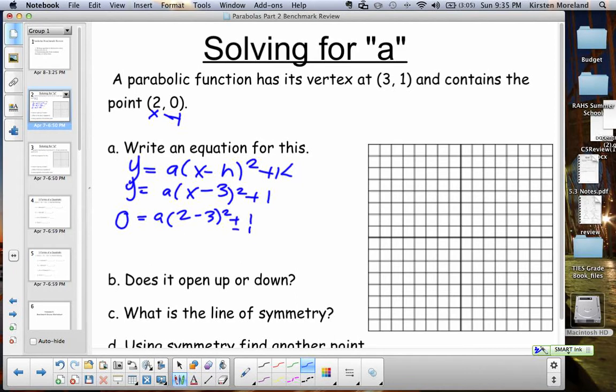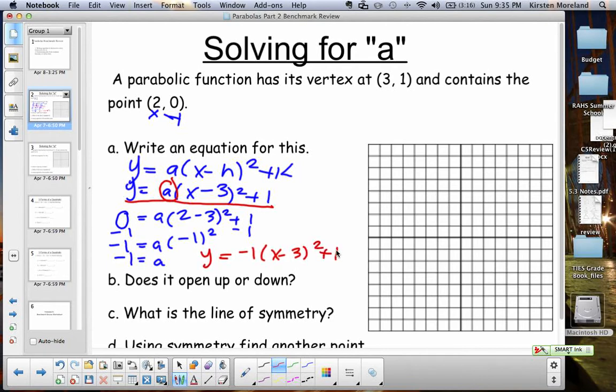My first step is to always just subtract off whatever that number is. So I get -1 = a times (2 - 3), which is -1. (-1)^2 is just 1. So really a = -1. So I go back up to this equation I wrote right here, and I now know that the a value, which really means the stretch factor on this, is -1. So my final equation is y = -1(x - 3)^2 + 1.